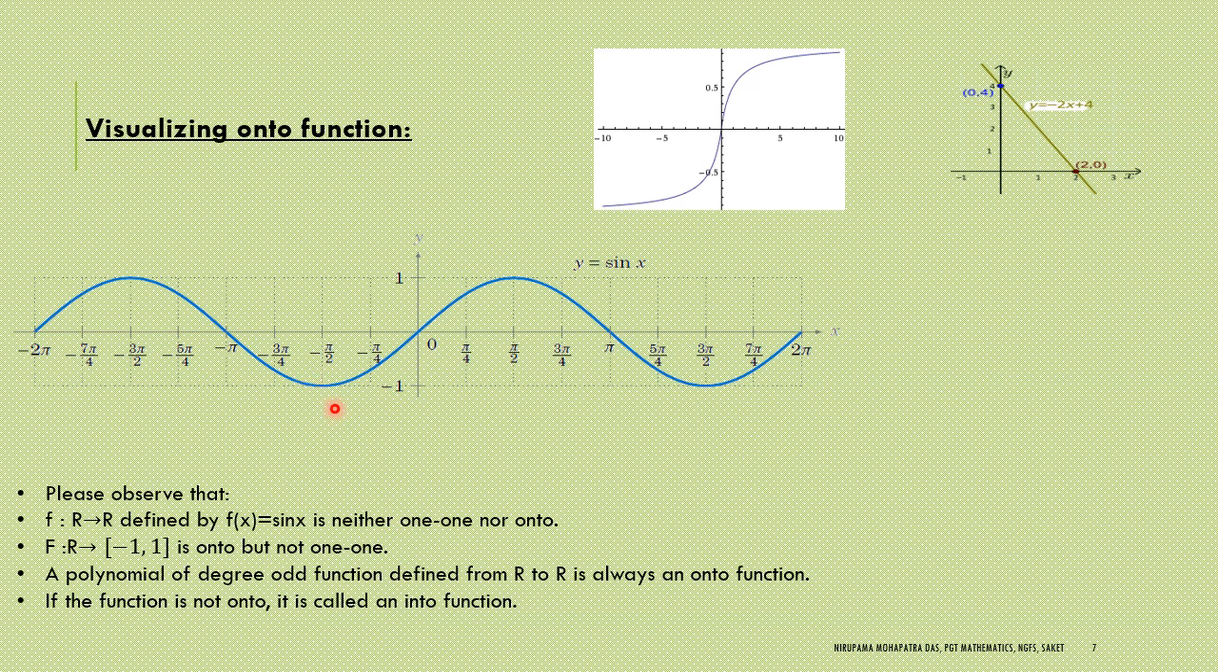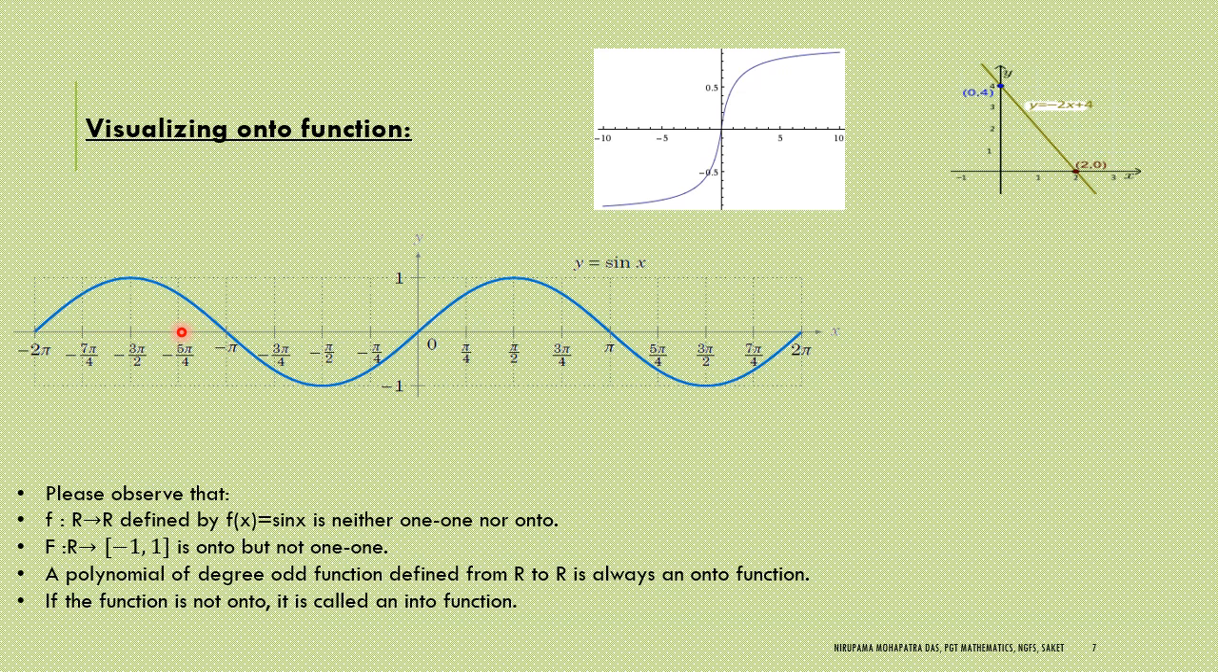So it indicates sin x has maximum value 1 and minimum value minus 1. So the range of the function lies in the closed interval minus 1 to plus 1, which is a subset of real numbers, because here the domain is the set of real numbers, the codomain is the set of real numbers, whereas the range of the function is the closed interval from minus 1 to 1. So this function is not onto.